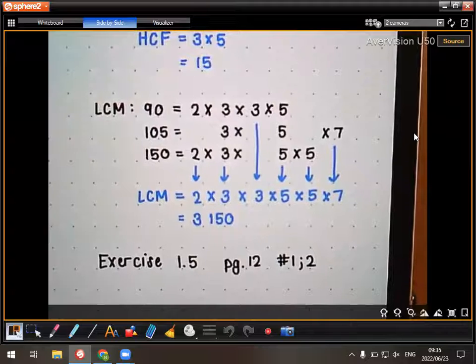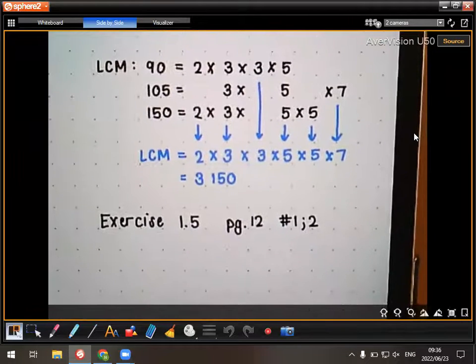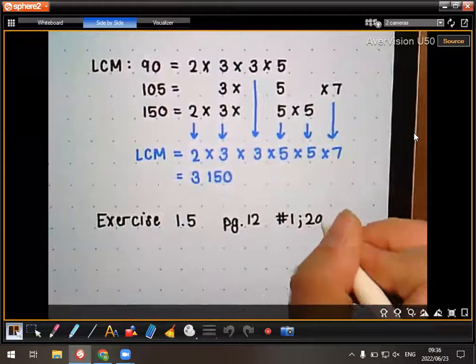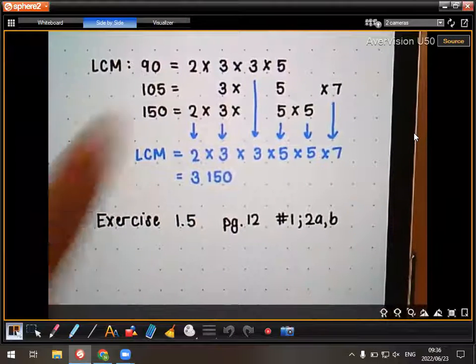So number 1, they've given you numbers, they're asking for the HCF. And in number 2, they've given you numbers, they're asking for the LCM. Oh, we've just done 2C actually. Okay, so 2A and B. 2C was this one.